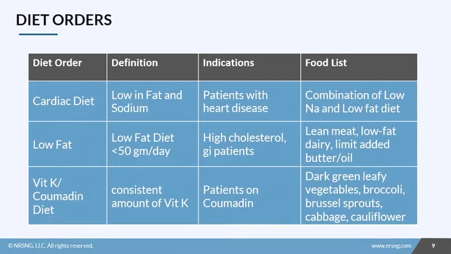The important thing is that a patient keeps their intake consistent, similar number of servings of vitamin K day to day. So here are some of the top vitamin K sources: the dark green leafy vegetables, anything in the cabbage group, for example, broccoli, Brussels sprouts, cauliflower.